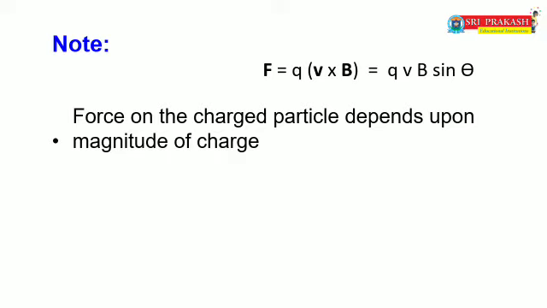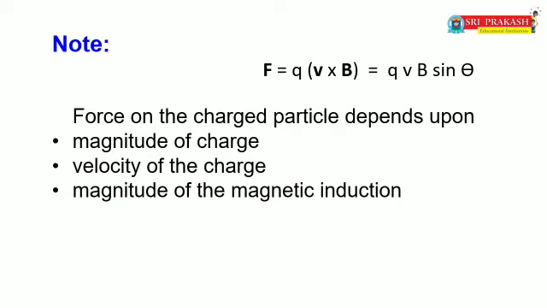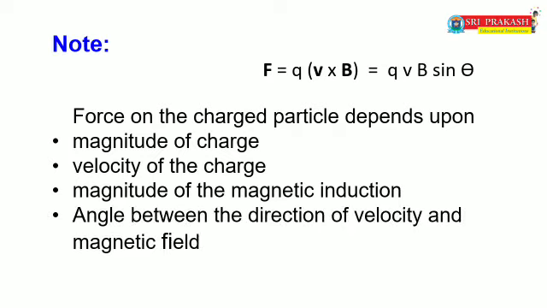Next, it depends upon velocity of the charged body. In the case of an electric field, there is no effect of velocity. Electric field force is independent of the velocity of the charged body, but in the case of a magnetic field, the force on the charged body depends upon the velocity of the charged body as well as the magnitude of the magnetic induction, and one more, the angle between the direction of velocity and the magnetic field.